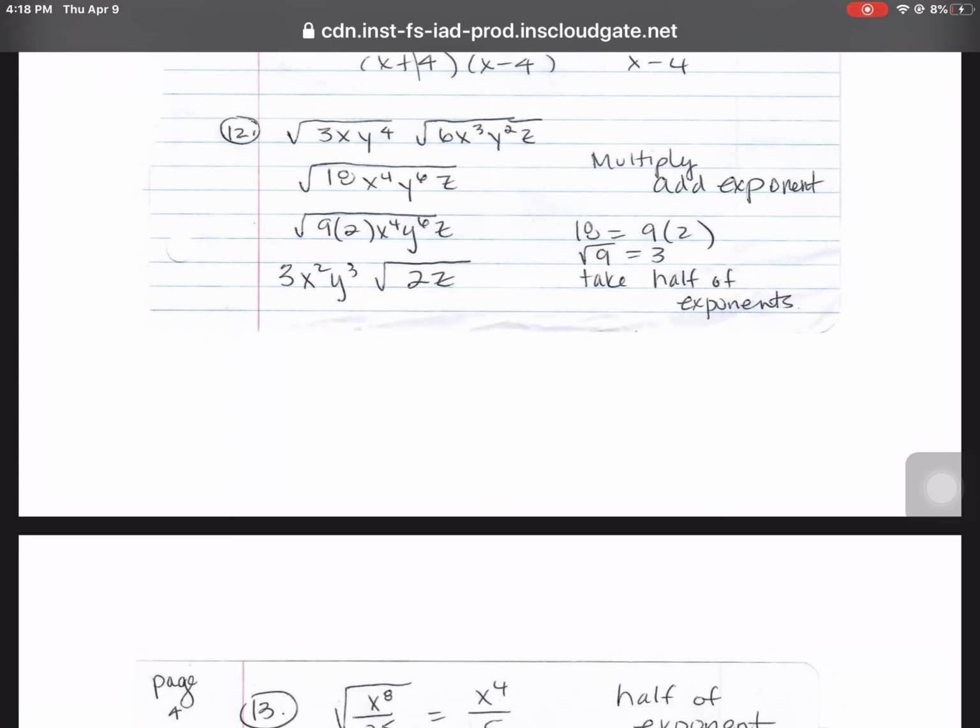Number 12, multiply everything that's inside. 3 times 6 is 18. For the letters, you add your exponents. Then break 18 down into 9 times 2. The square root of 9 comes outside as 3. The 2 stays in because it's not a nice square root. For the x and the y, those are even numbers, so you take half of the exponents and they come outside. For the z, you can't break down z, so it stays inside.